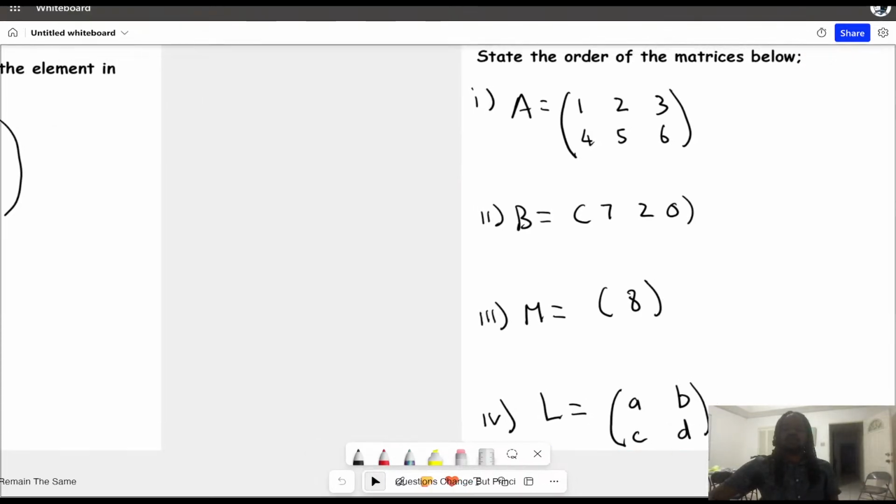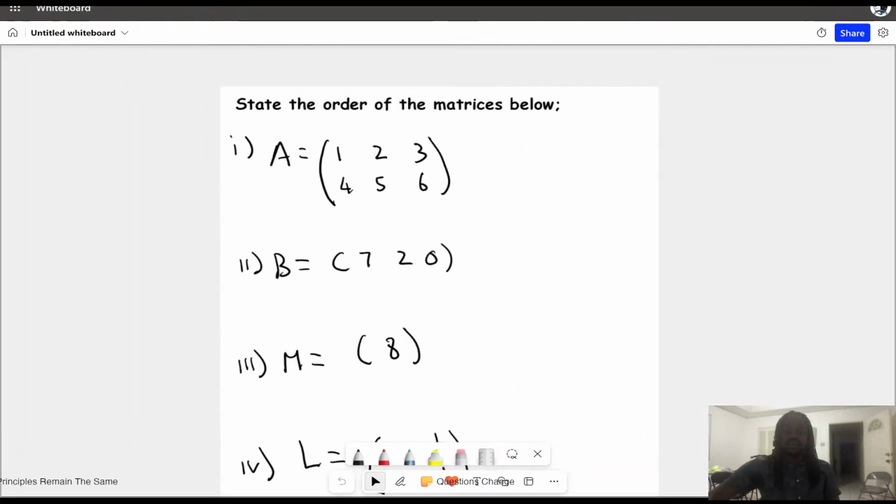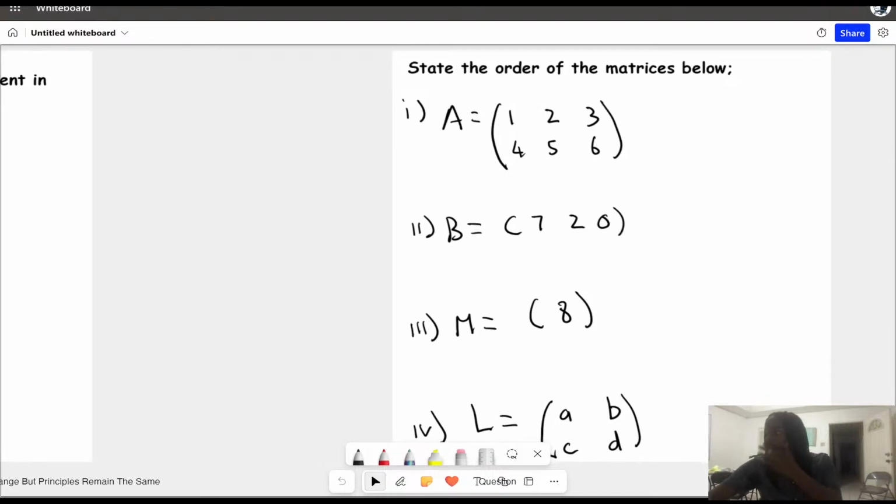We're going to be running through some notes on the screen here as well. All right. Next, state the order of the matrices below.